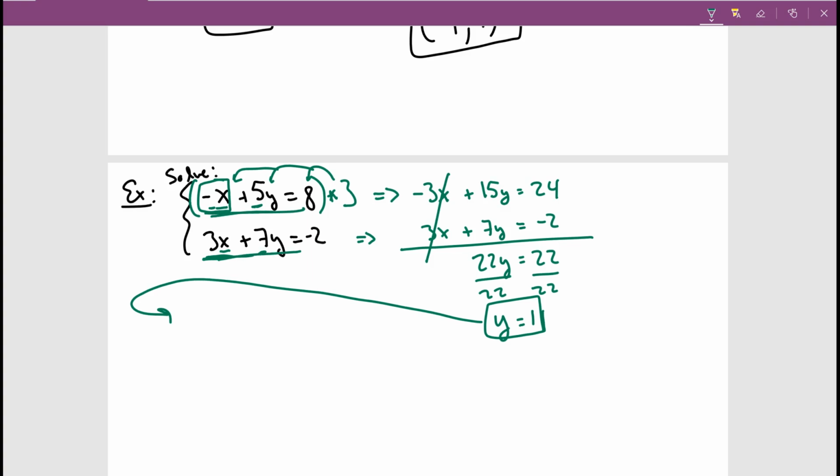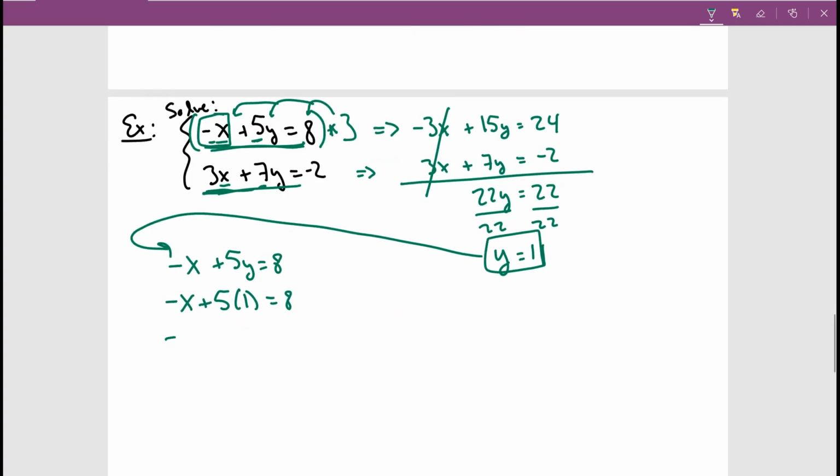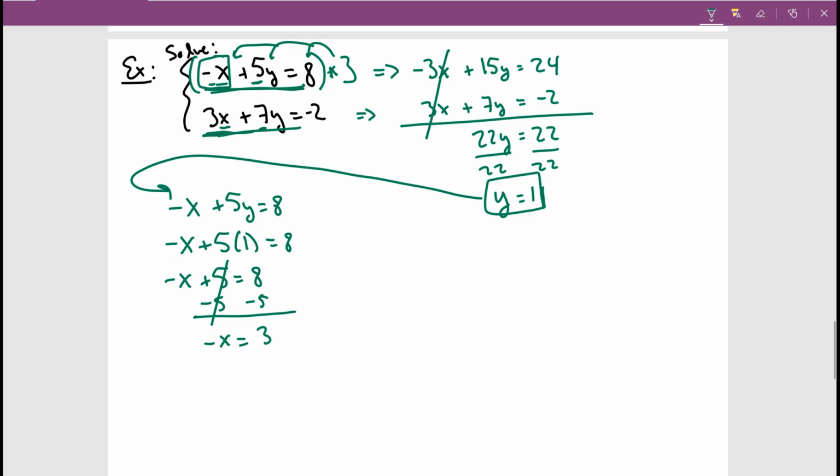Well, I think equation number 1 might be easier here. So negative x plus 5y is equal to 8. So negative x plus 5y, and y in this case is equal to 1, so I'm going to plug in the 1 in there. All right, so you're going to get negative x plus 5 is equal to 8. I'm going to move the 5 over, so I'm going to have negative x is equal to 3, and then I just finally divide by the negative 1.